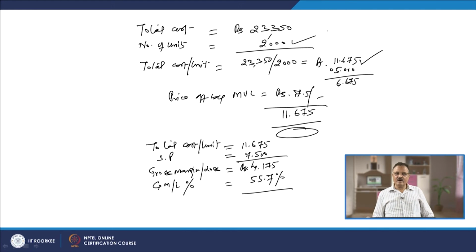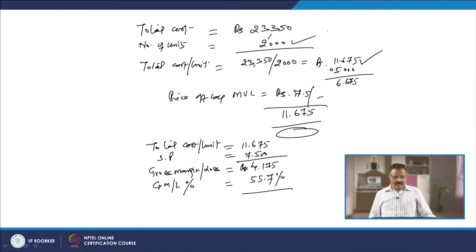It means you are not selling the product. The earlier cost we calculated under the total costing system, and now the ABC cost we have calculated is more than double the cost calculated as per the total costing or absorption costing system, right. So when you compare this cost of 11.675 with the selling price of 7.5, our exact cost is 11.675.